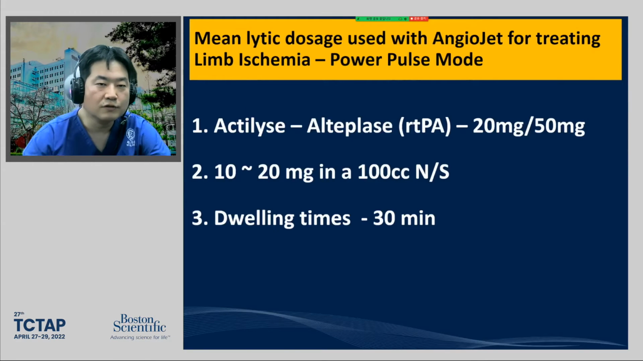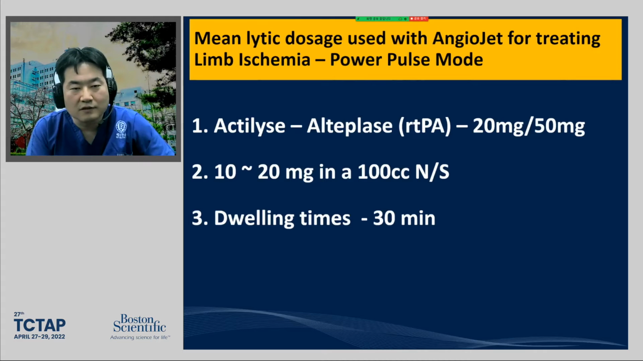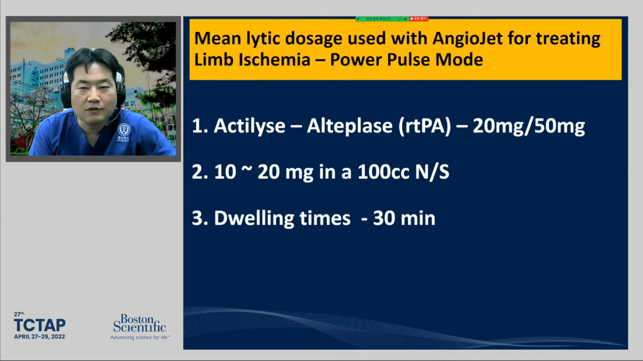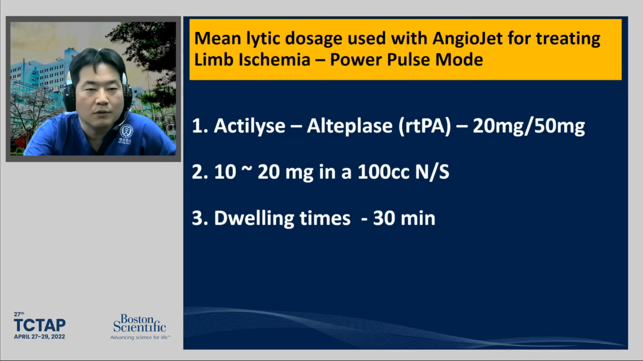The usual dose in Korea is that TPA is available for power pulse mode, usually 10 to 20 milligrams in 100 milliliters of normal saline. And the indwelling time is at least 30 minutes because of the half-life of the thrombolytic agent, and so that the thrombus is sufficiently lysed by the thrombolytic agent.